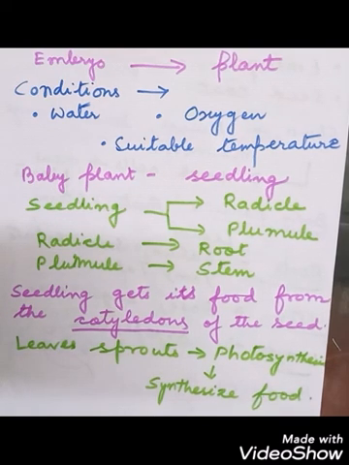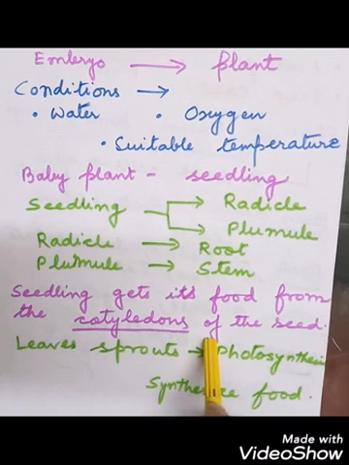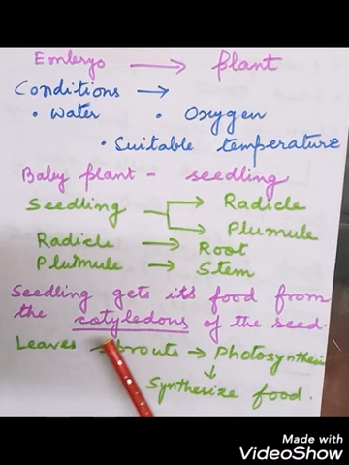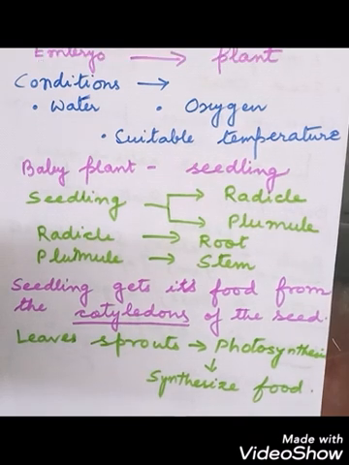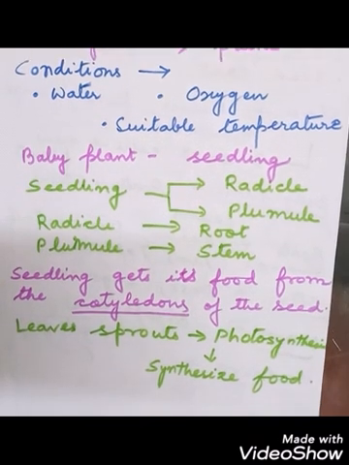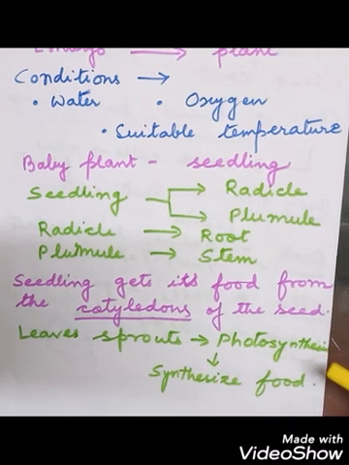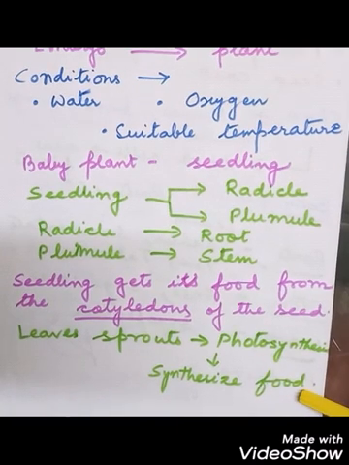The seeds that grow into seedlings will get their food from where? From the cotyledons. The cotyledons are swollen and we can eat them. Their food is stored there, and the growth of the seedling depends on the cotyledons. The food will be given by the cotyledons to the growing seedling. Slowly, after a few days, the leaves will come out from the seedling. Then when the leaves are green, they will perform photosynthesis and make their own food.